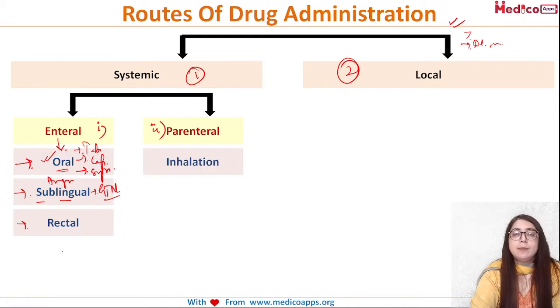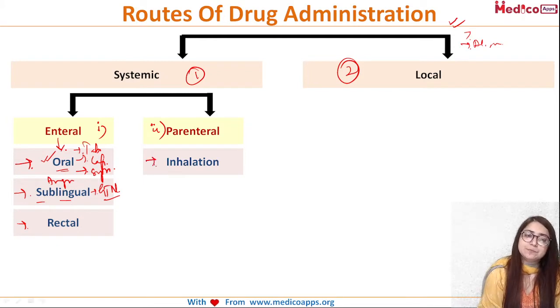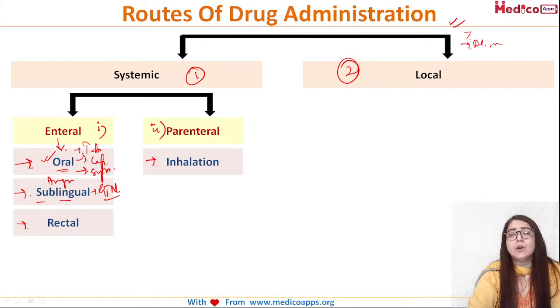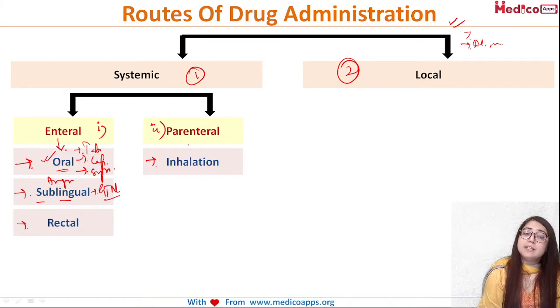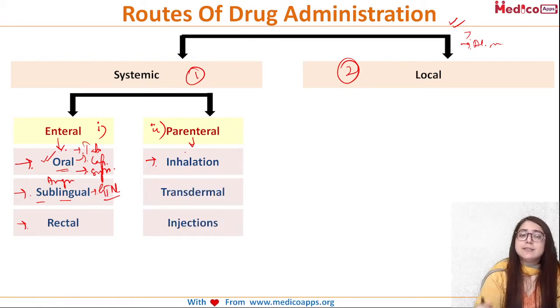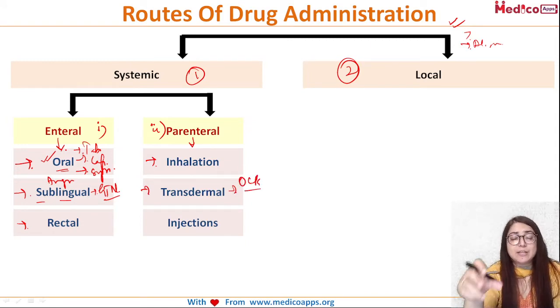Then coming on to the parenteral route. Parenteral means that you are not giving it directly through the oral cavity. Instead, it is infusion or injection. Infusion or injection comes under this parenteral route. So inhalation, transdermal patches. Even OCPs, that is contraception, could be done through transdermal patches.